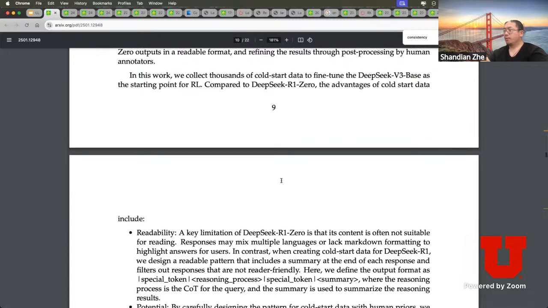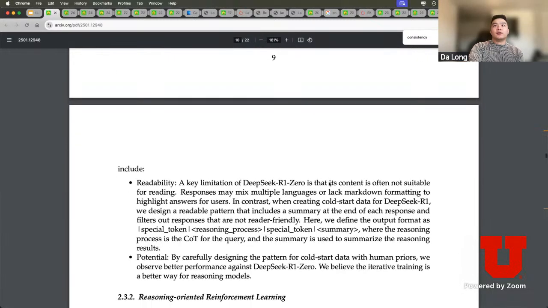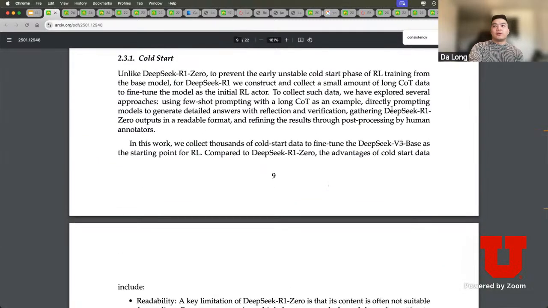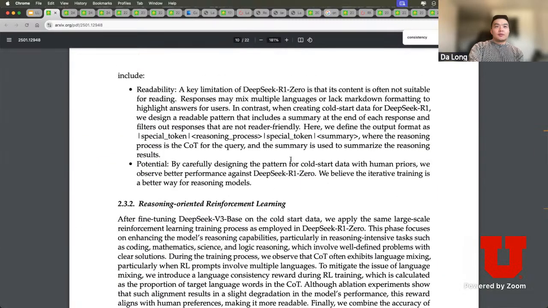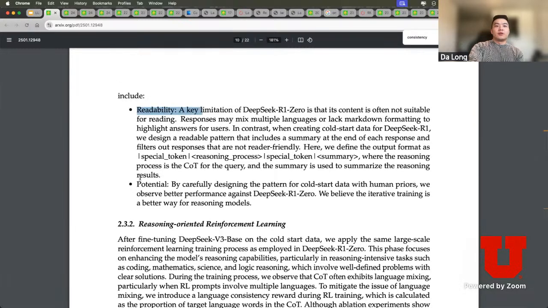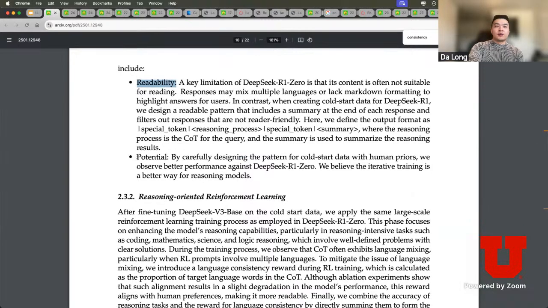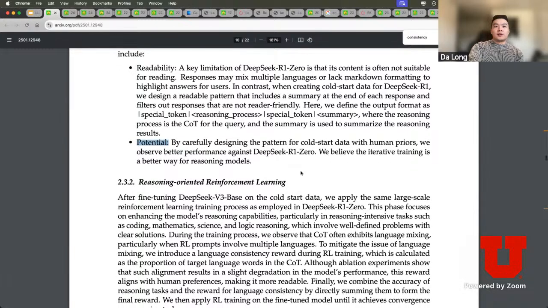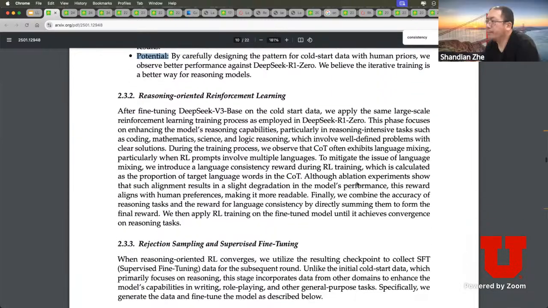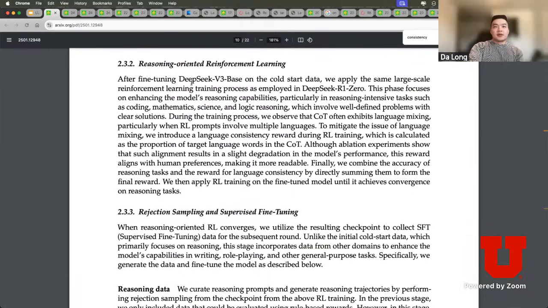So the first step, they do supervised fine tuning on the V3 base model. And here they explain why they need to fine tune first: readability. And also they want to design the pattern for cold-start data with human priors. They want the answer to align with human preference, right? So they need to fine tune first. And then they apply the same reinforcement learning process to the fine-tuned V3 base.